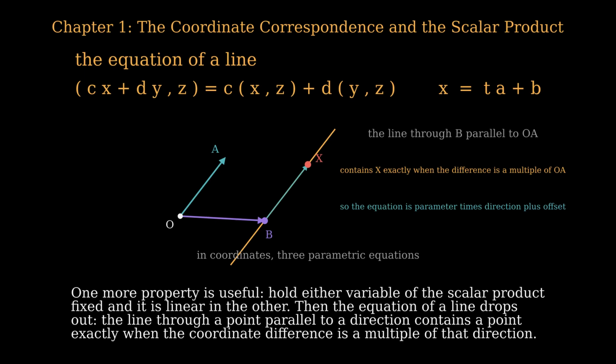One more property is useful. Hold either variable of the scalar product fixed, and it is linear in the other. Then the equation of a line drops out. The line through a point parallel to a direction contains a point exactly when the coordinate difference is a multiple of that direction.